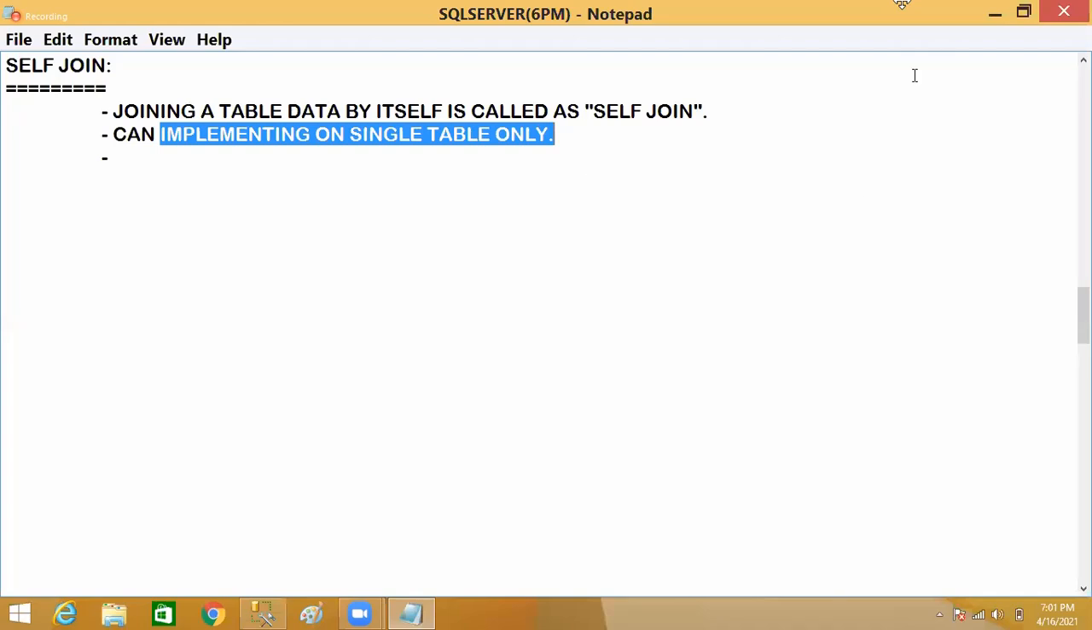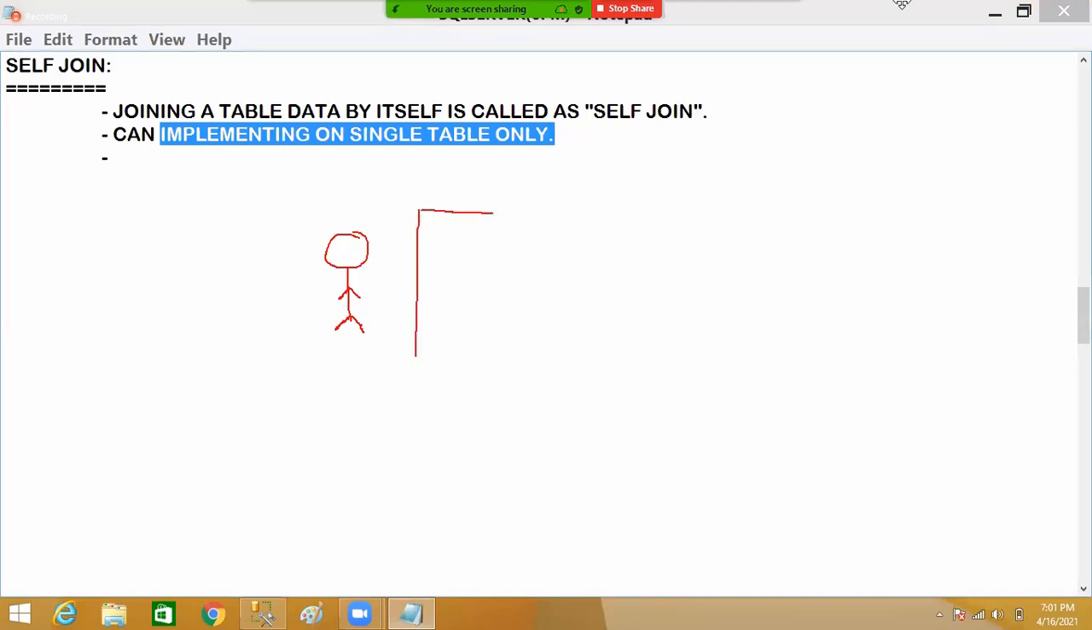Okay. So that means what I'm saying here, this is one user. Now this user wants to check himself or herself. Then this user stands in front of a mirror. This is what we call a mirror. And when you stand in front of the mirror, the same image will be reflected to us.